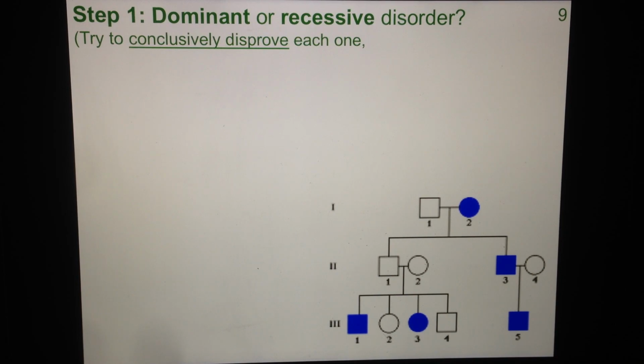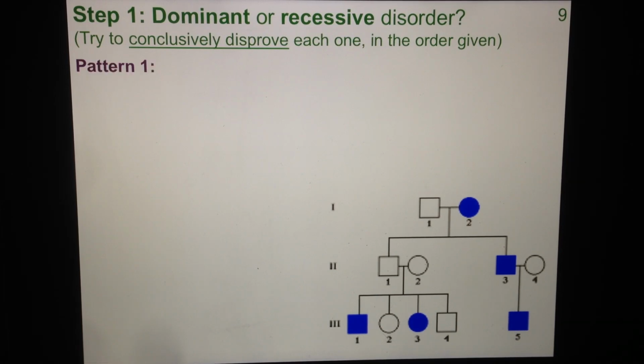All right. So what you do for this step is you try to disprove each of these possibilities, okay? And you do it in the order that I gave it to you, all right? So first try to disprove the idea that it might be a dominant disorder, and then if you fail to do that, then try to disprove that it might be a recessive disorder, all right? And I'll show you how to do that. So focus on the dominant disorder first, trying to make it a case that it cannot be true, okay?